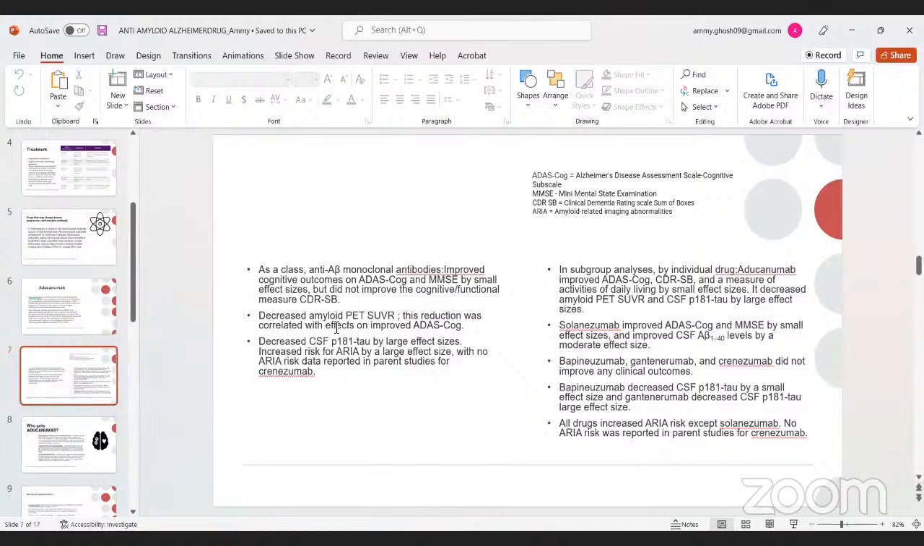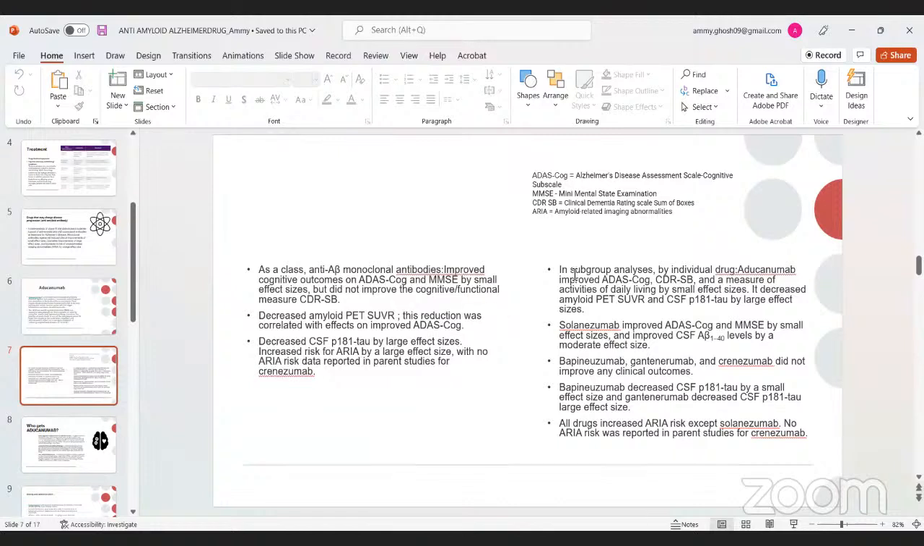Decreased amyloid was seen in the PET scan. This reduction was correlated with the effects on improved ADAS. There was also a decreased amount of tau protein in the CSF by large effect size, and increased risk of ARIA, which means amyloid-related imaging abnormalities, by a large effect size.